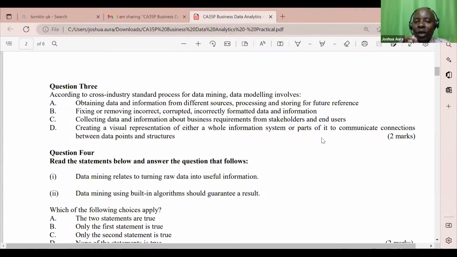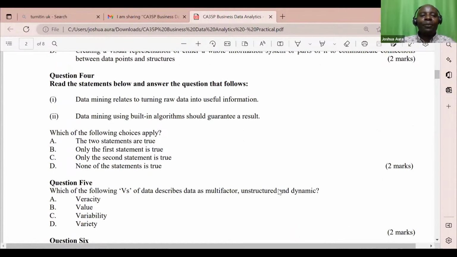Because like now, I'm going to look at each of those 6 components of the CRISP model. But before I do that, through guesswork, look at question 4. This is pure guesswork. Read the statements below and answer the questions that follow. 1, data mining relates to turning raw data into useful information. 2, data mining using built-in algorithms or models should guarantee some result. Which of the following choices apply?